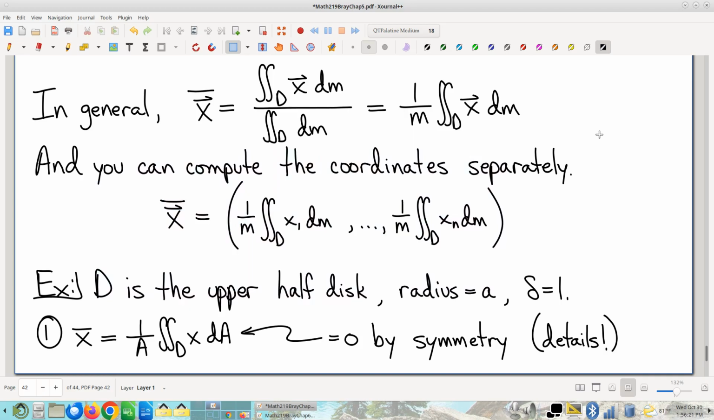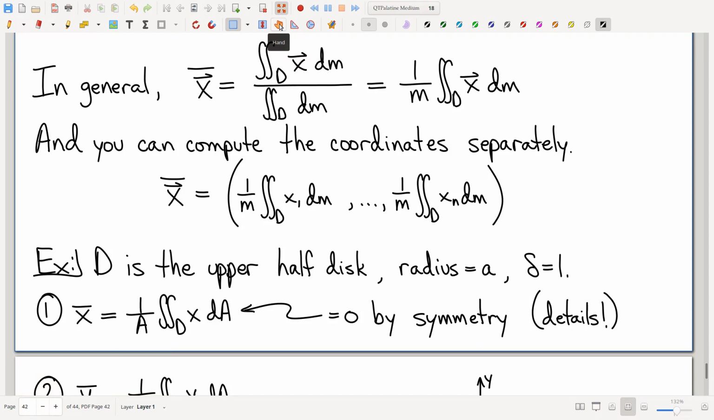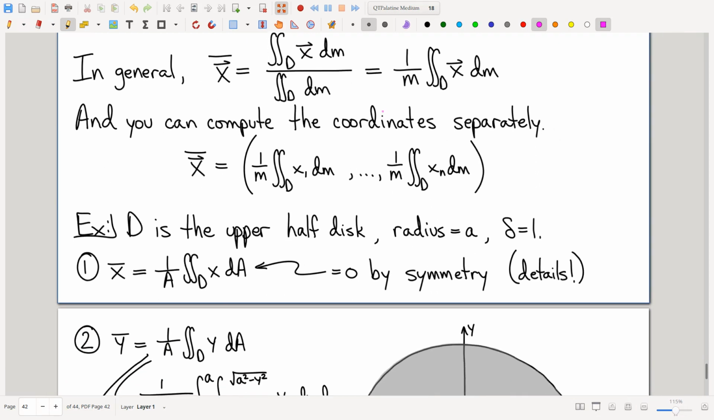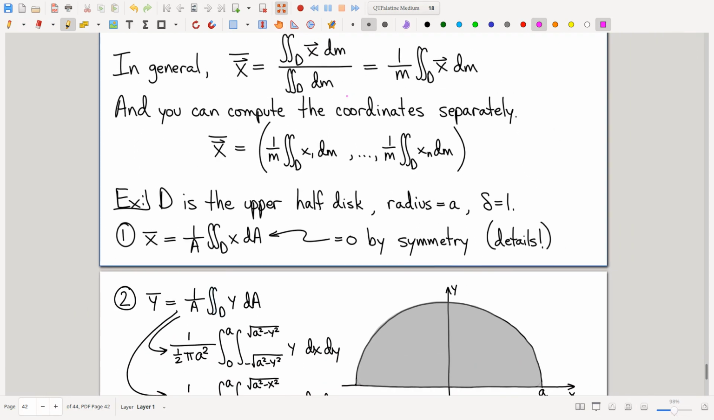So let's see an example of this in action. Let's see here. I should give myself some more space. I'm going to try to get all this onto the screen at once here. So we are going to look at the upper half disk like so.